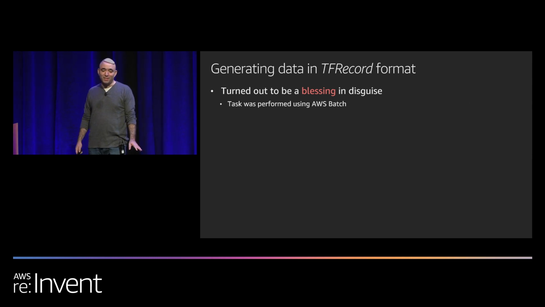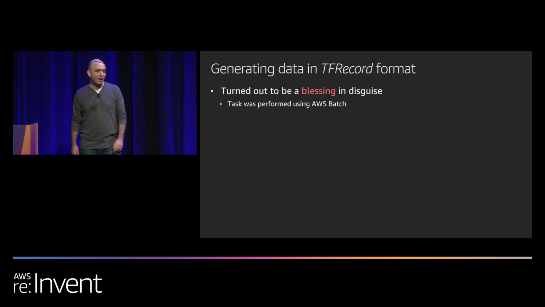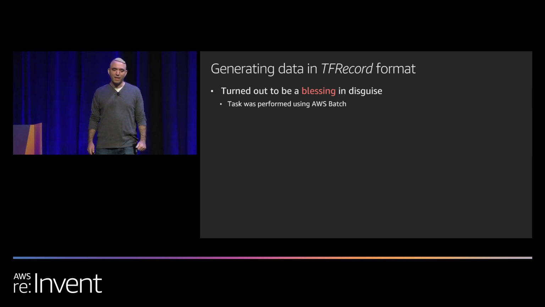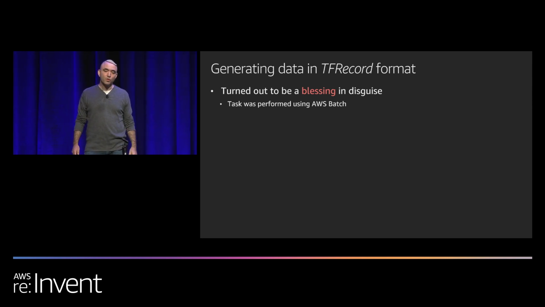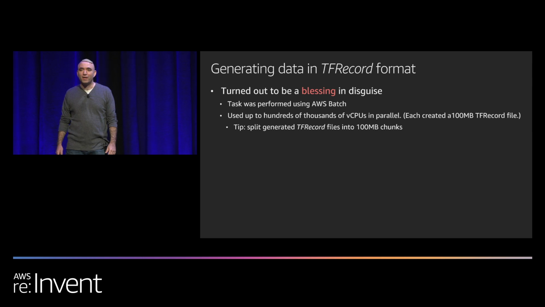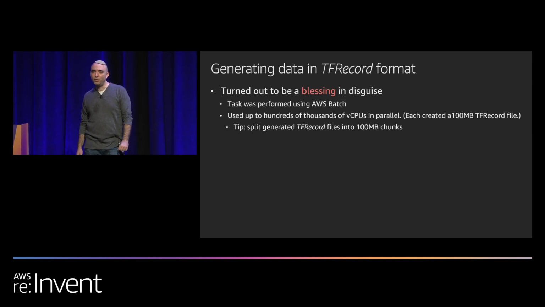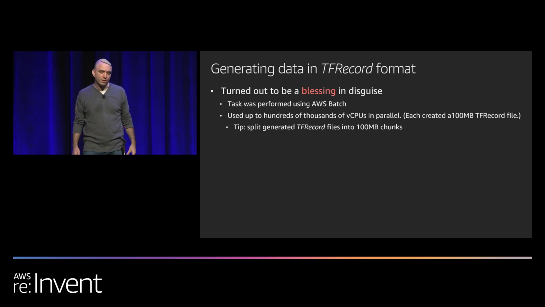So actually, this turned out to be a huge blessing in disguise. Faced with the need to modify our data creation flow, we decided to port this stage of the development to AWS as well, ultimately leading to an enormous acceleration in our data creation time and thus to our overall development time. We did this by using the AWS Batch service, and by running up to hundreds of thousands of virtual CPUs in parallel. Each CPU was programmed to generate one portion of the output dataset. In our case, a single 100 megabyte TF record file.